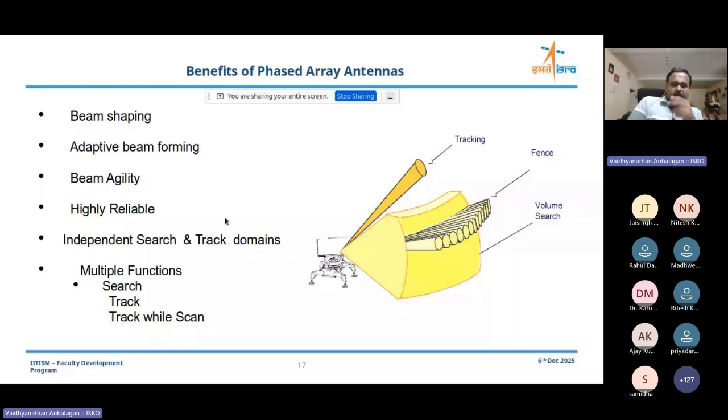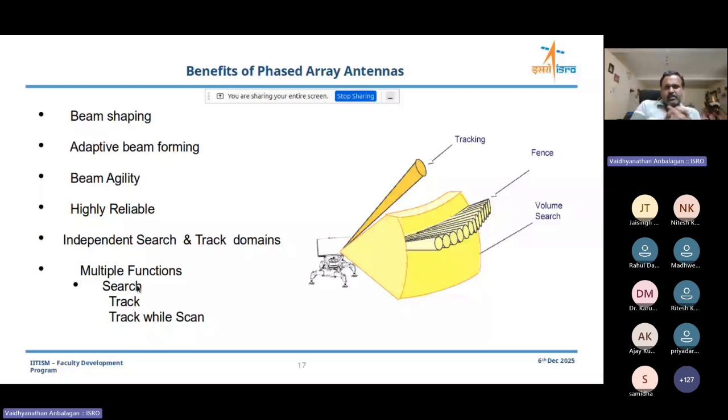The next thing is that it is highly reliable, because there are multiple elements; even if one or two elements fail, the system is still available. This phased array is more advantageous in huge systems, especially defense systems, where we have multiple modes of operation like search and track while scan. For those, electronically the beam can be taken to any direction we want. So the phased array antenna is very important in this regard.